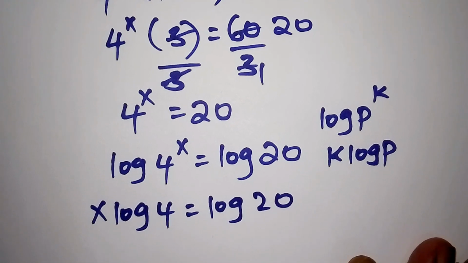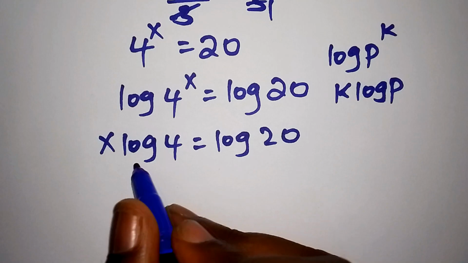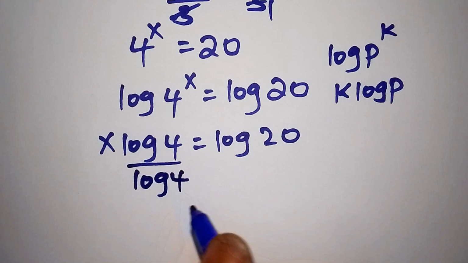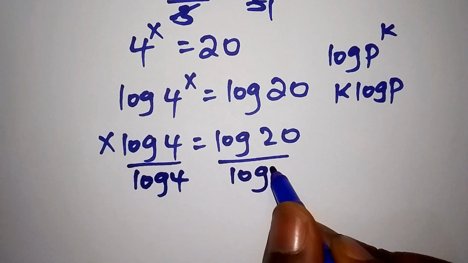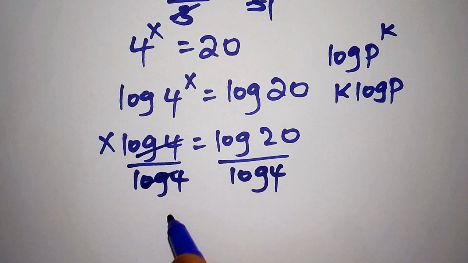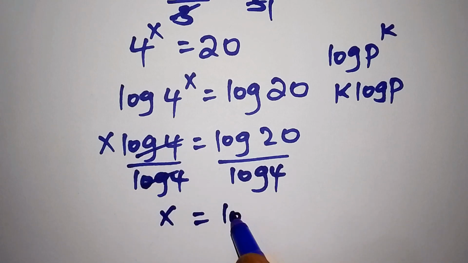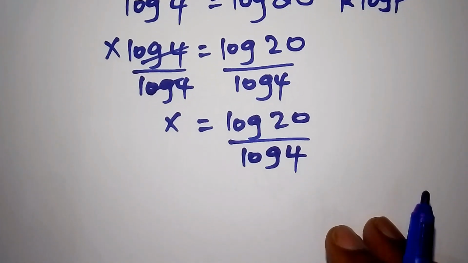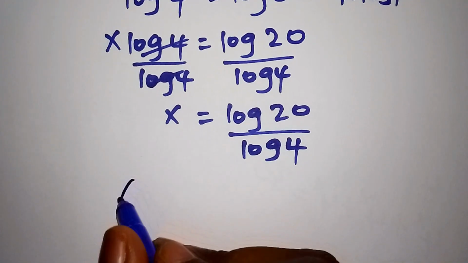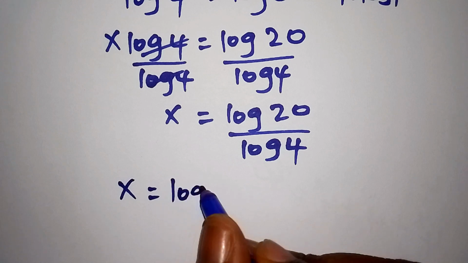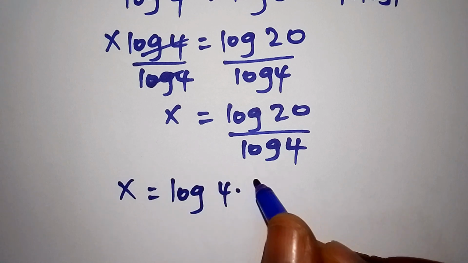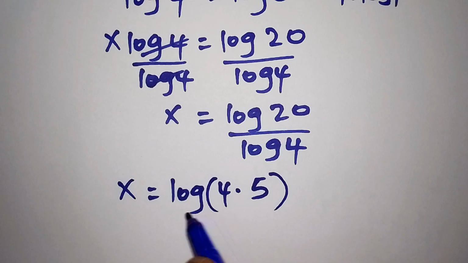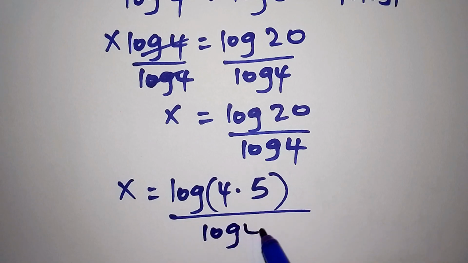Then the next part now is to divide both sides by the log of 4. So divide by the log of 4, then also divide by the log of 4. So log 4 and log 4 shall cancel, so that x now shall be equals to the log of 20 all over the log of 4. So we have not simplified this maths problem. So in order to simplify it properly, we shall say that x is equals to the log of 4 multiplied by 5, then into bracket all over the log of 4.